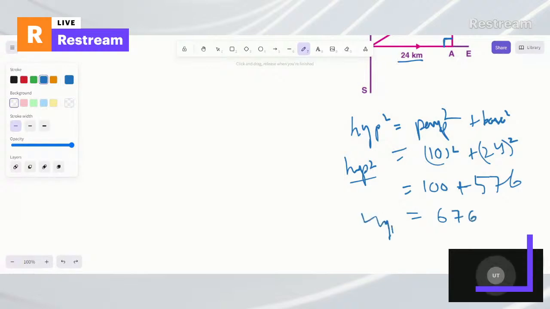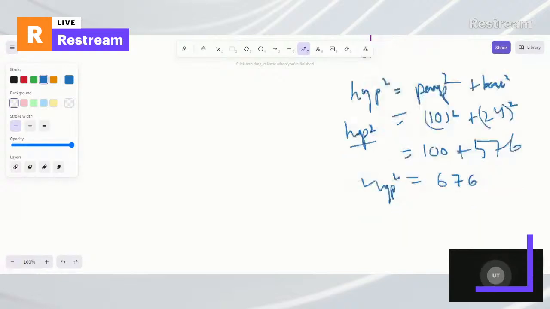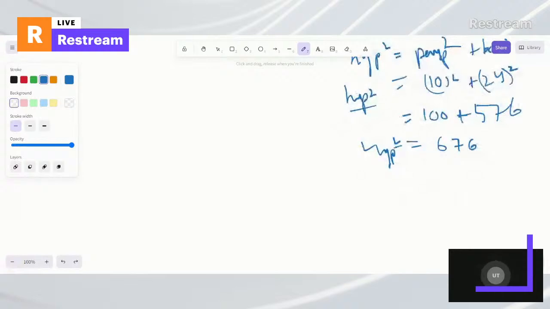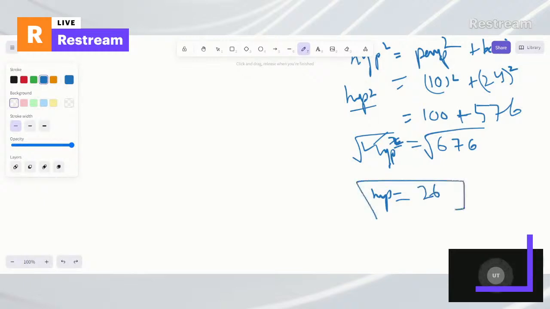And now what we're going to do is take the square root on both sides, because we have to cancel out this square, right? So taking the square root on both sides is going to cancel out the square over here. So it's going to be hypotenuse equals root 676, which is equal to 26, right? So our hypotenuse is 26.